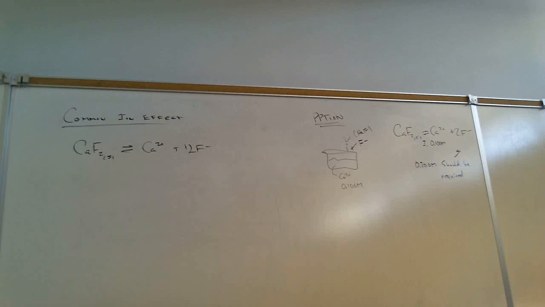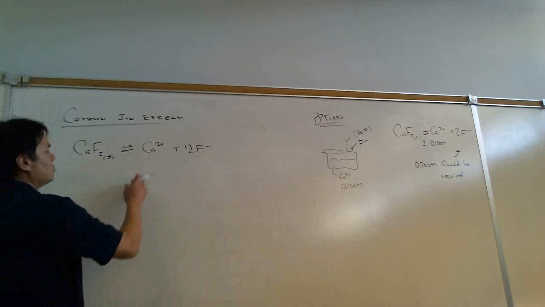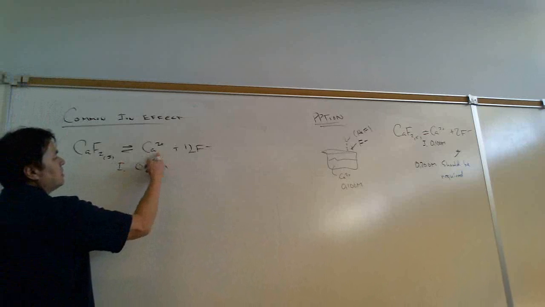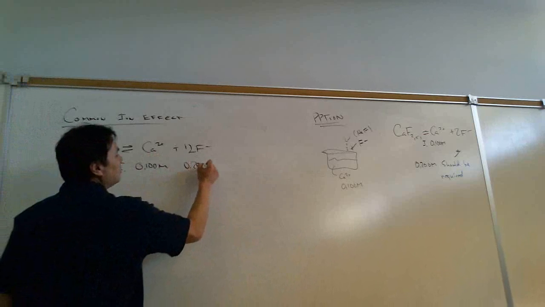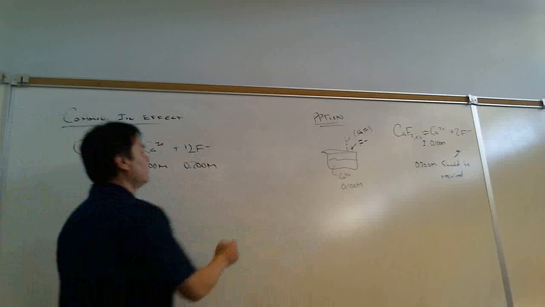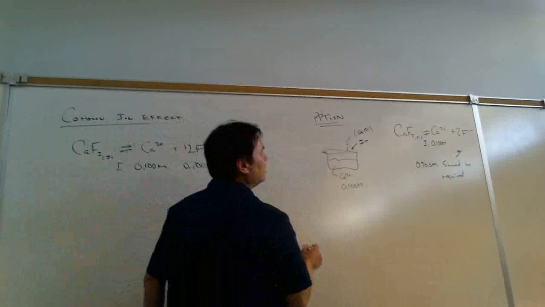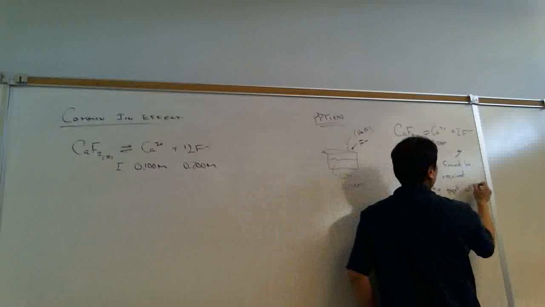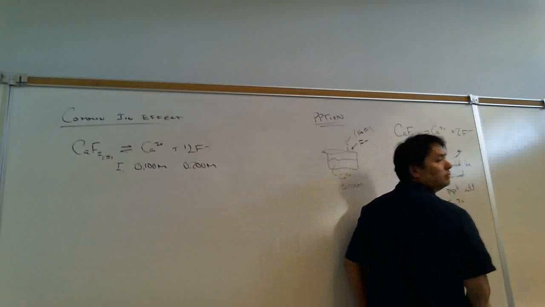And so what we're going to do is be at least a little bit more precise in this, and a little bit more accurate in trying to determine it. And so initially there's 0.100 molar calcium, and now I have 0.200 molar fluoride. This should precipitate it all out, right? Should be required to precipitate all the calcium.